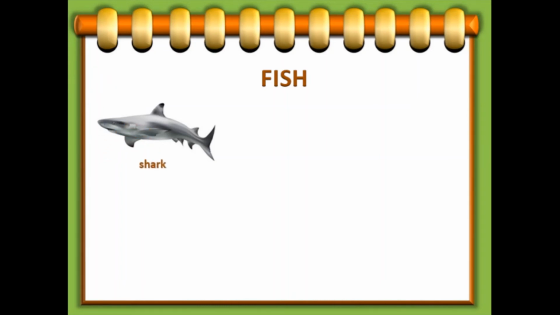What are examples of fish? You can have, what is this? It's a shark. Very good. Shark is a fish. We also have a jawless fish. Fishes that do not have jaw. Jawless fish.